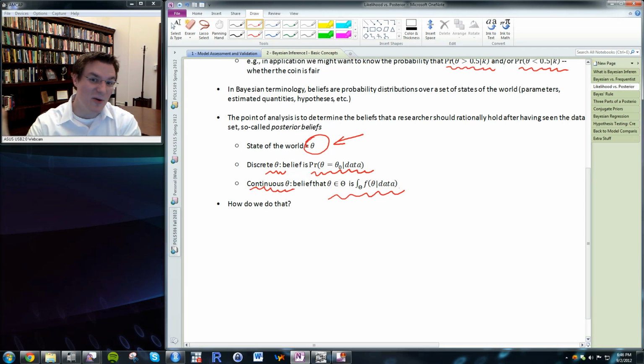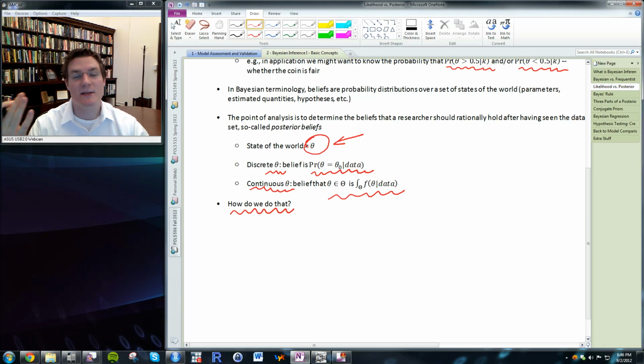So what I want to know is, what probability do I assign in my head when I'm making decisions to the idea that theta is a half, or theta is between a half and a quarter? What do I think about that? What probability am I going to assign to that state of the world occurring? Now, I could just make up things, but making things up is not an especially scientific way to proceed. So how do we do that? The answer is Bayes' rule.